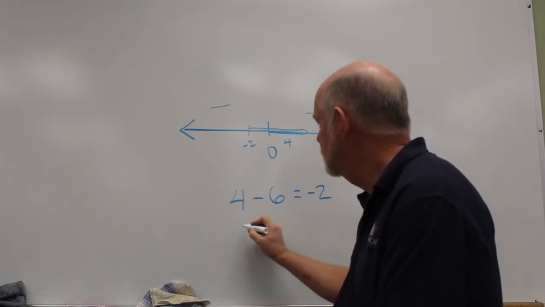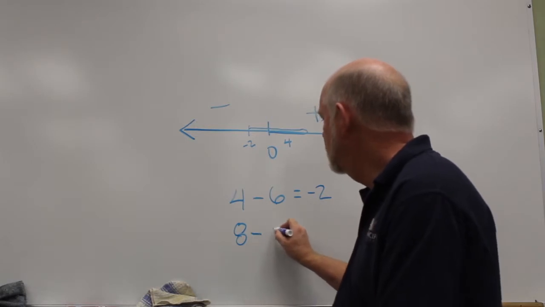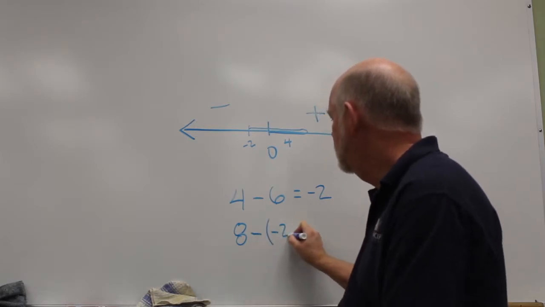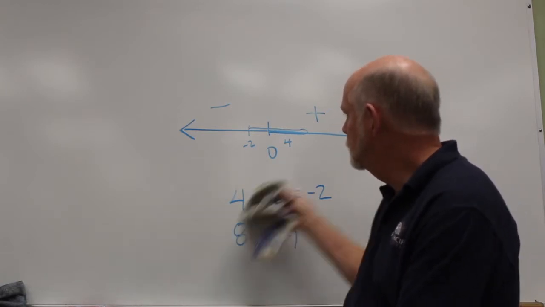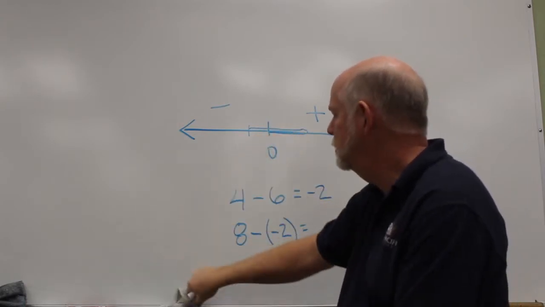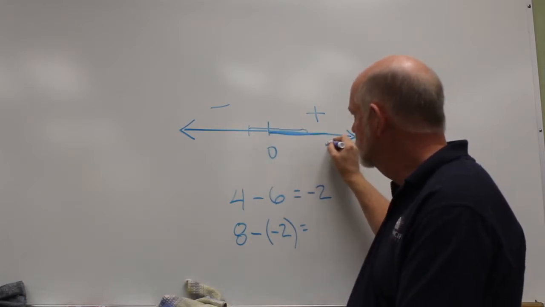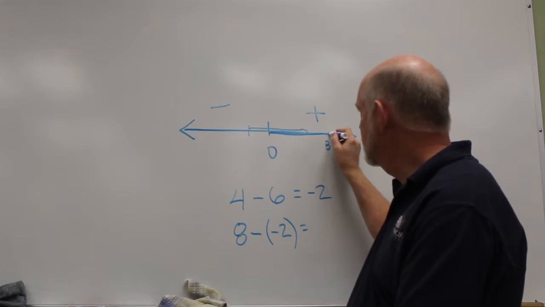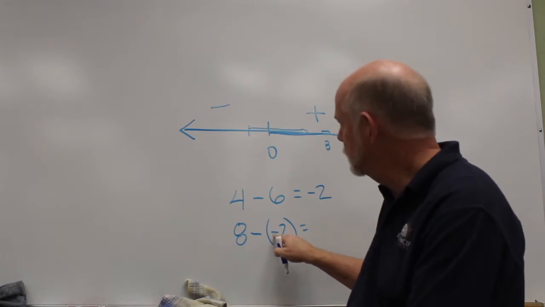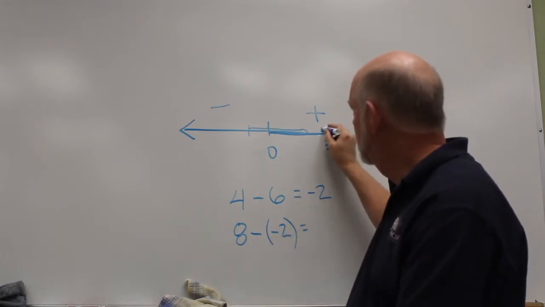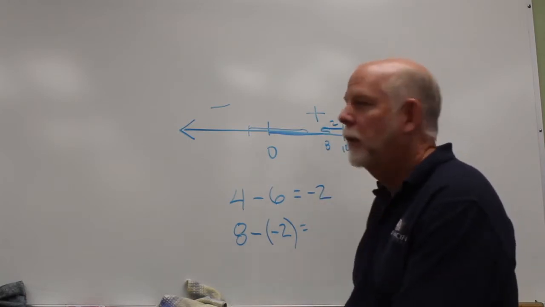If we were to have something, say, like 8 minus negative 2. Well, again, this is a positive 8. And so we are going to start in a positive direction, and so we will go this direction 8 units, but then we're going to subtract, and so we're going to turn around again because that's the opposite direction right there. So we're going to go 2 more units, and that means we're going to end up at a positive 10.